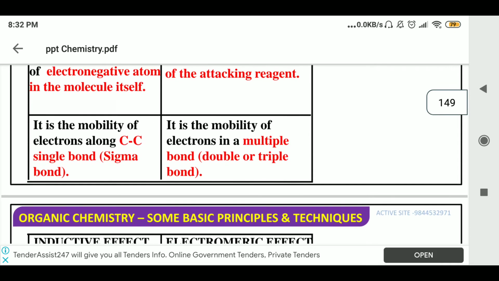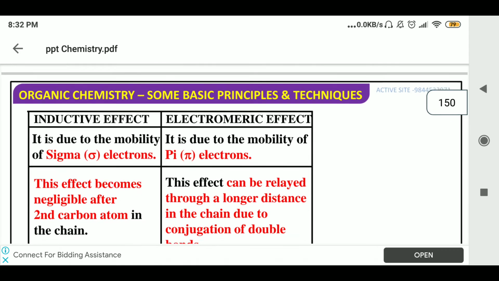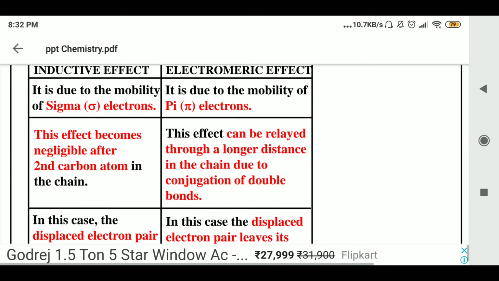Okay, next point is, in inductive effect, it is the mobility of electrons along the carbon-carbon sigma bond, whereas in electromeric effect it is due to the mobility of electron in a multiple bond, that is in double or triple bond. Inductive effect is due to the mobility of sigma electrons, whereas electromeric effect is due to the pi electrons.